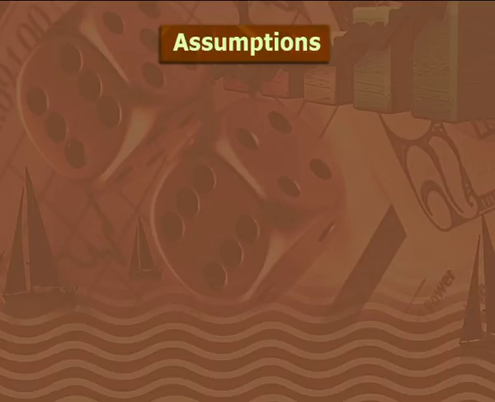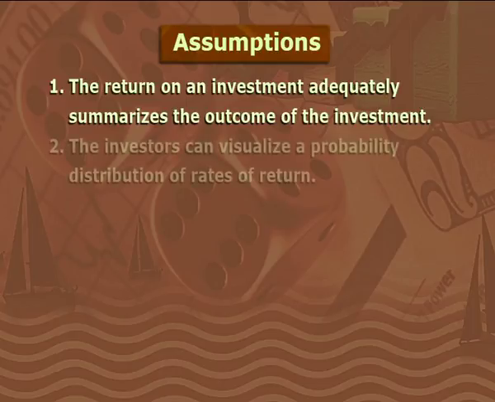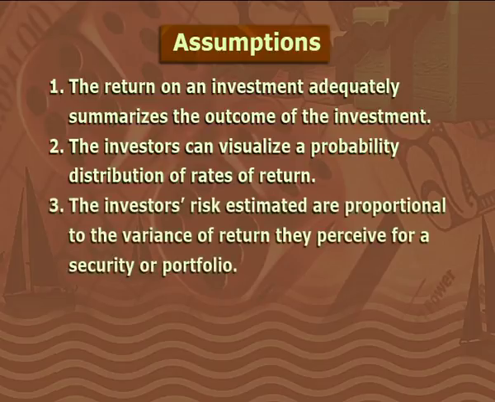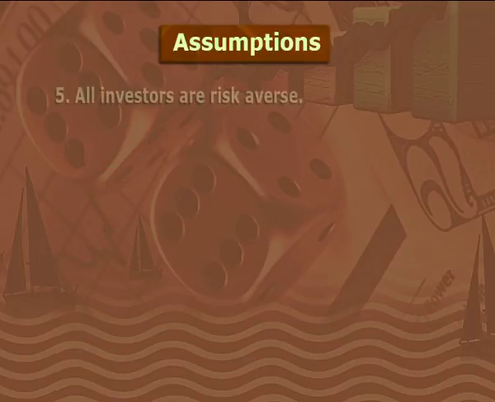The basic assumptions are: number 1, the return on an investment adequately summarizes the outcome of the investment. Number 2, the investors can visualize a probability distribution of rates of return. Number 3, the investors' risk estimates are proportional to the variance of return they perceive for a security or a portfolio. Number 4, investors base their investment decisions on two criteria, that is, expected return and variance of return. Number 5, all investors are risk averse.